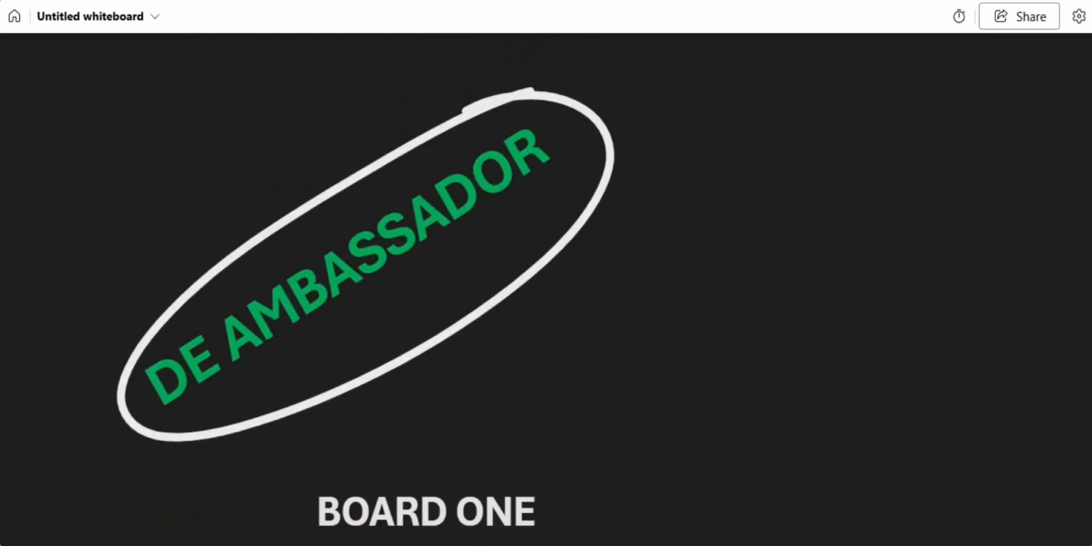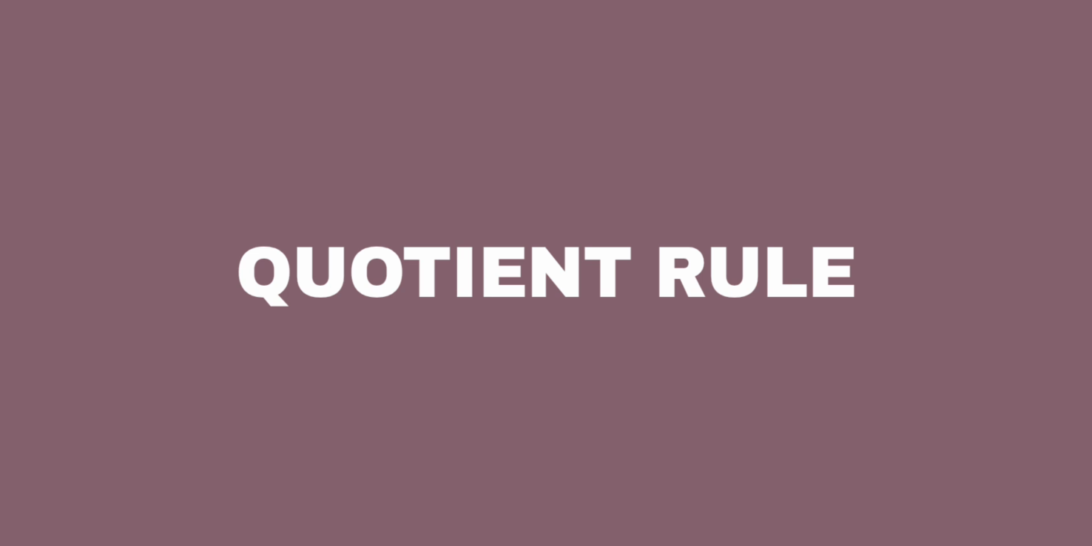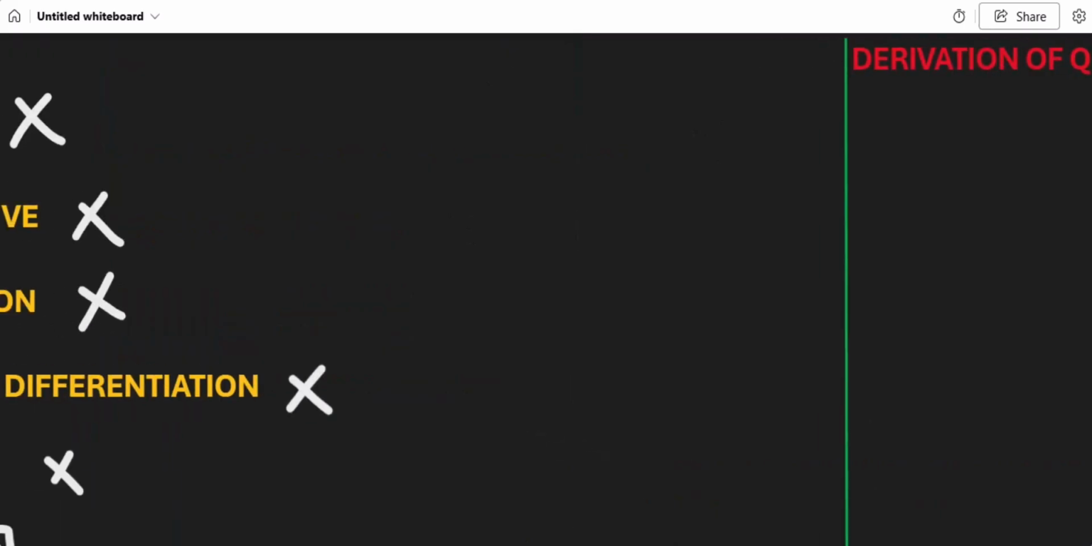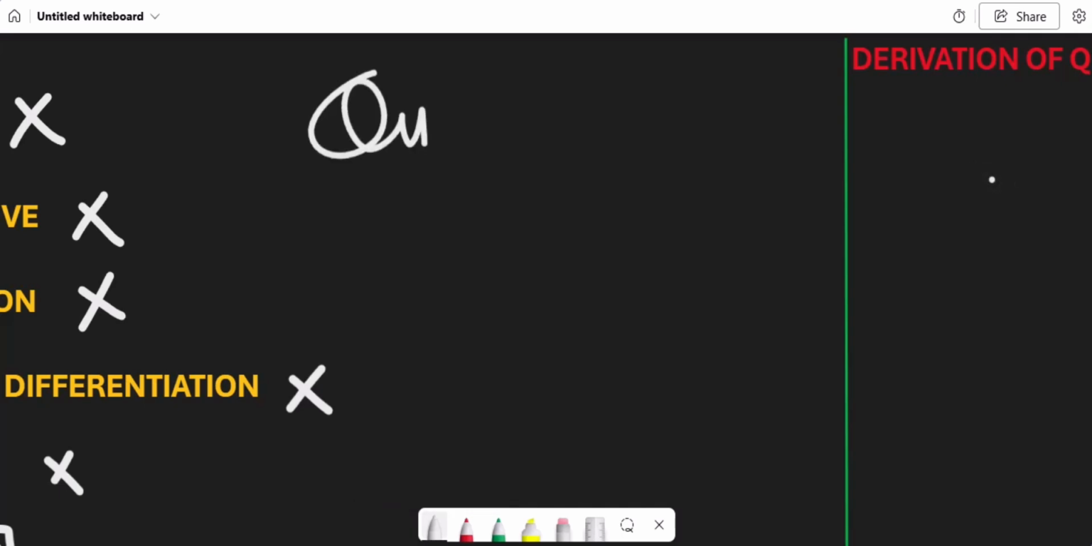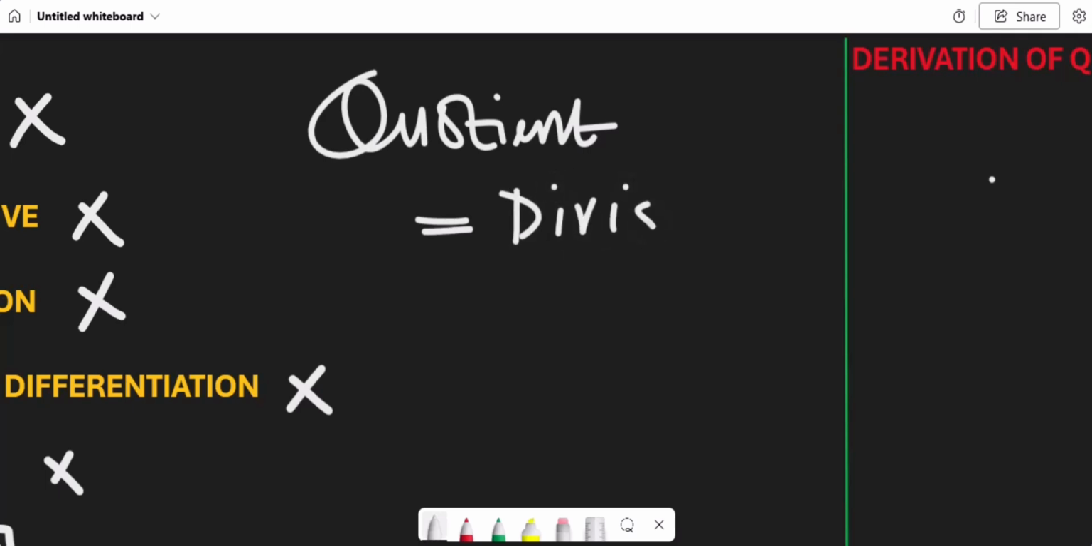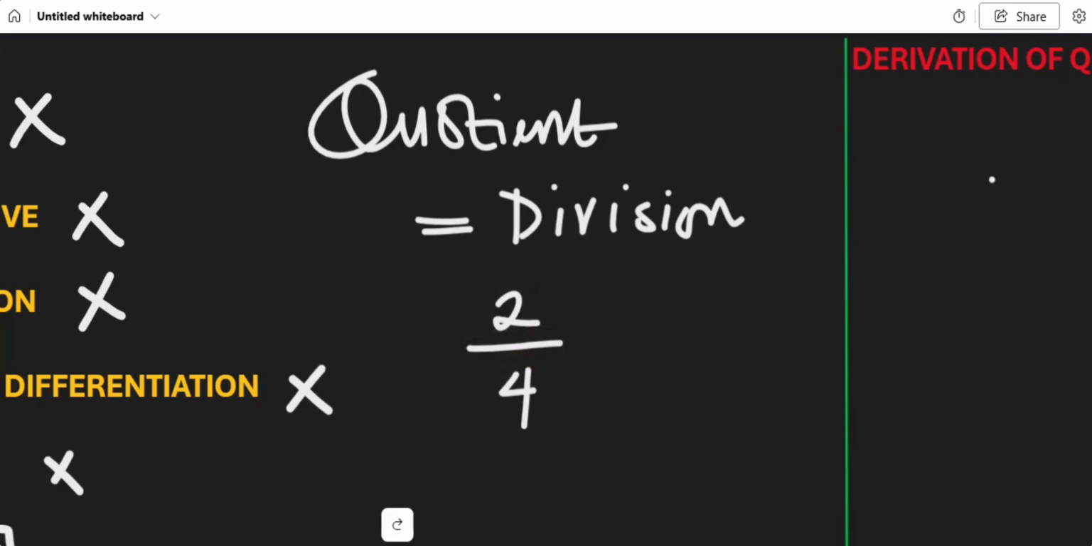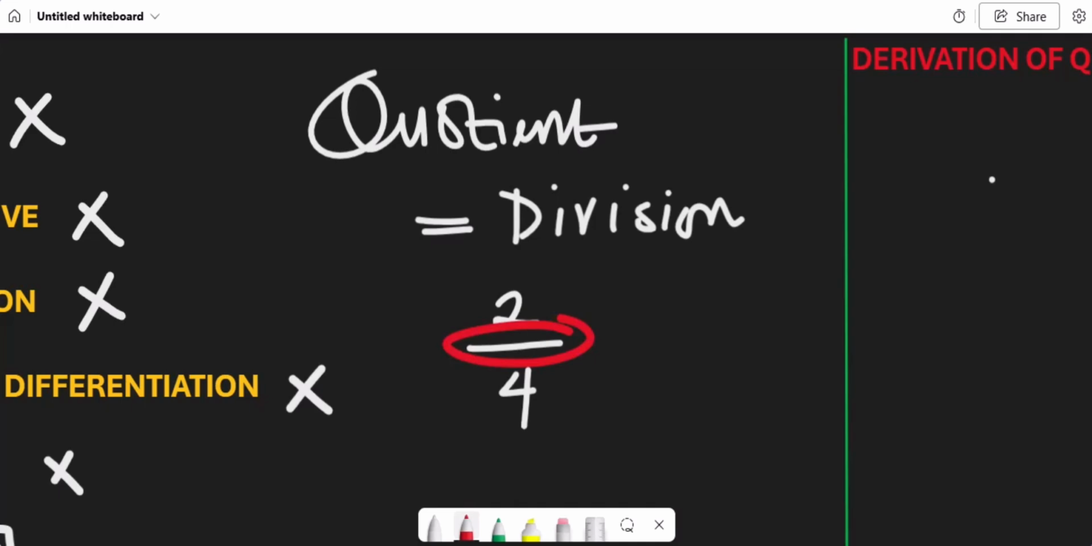Now, picking the very first thing we have, which is called the quotient rule. Anytime we use the word quotient, what comes to your mind? Quotient simply means division. It means whenever you're dividing two numbers, for instance, I can have 2/4. So this sign here is called quotient. So that is what we are learning today.